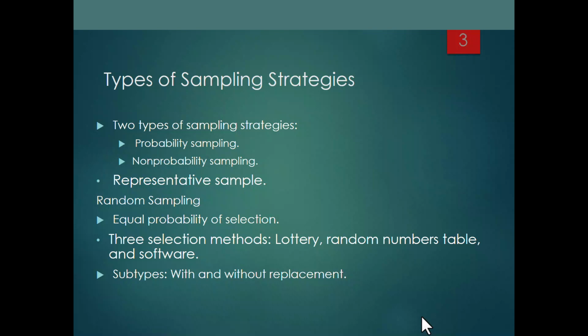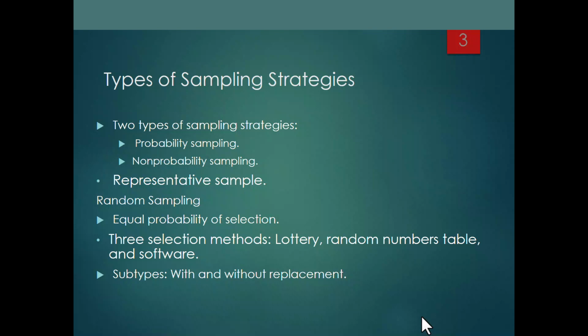And a representative sample is one that closely matches the population from which it was drawn. So when a researcher says that they have a representative sample, they mean that the sample that they drew from that population closely matches what that population is. And this can only be done with probability sampling and random sampling, and we're going to talk about that here in a little bit.